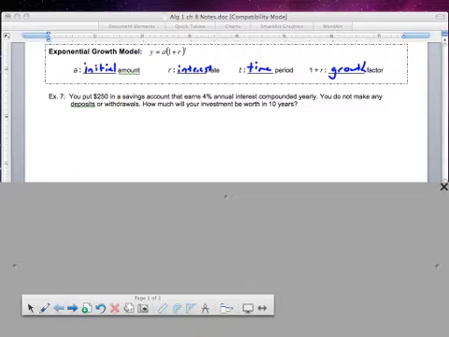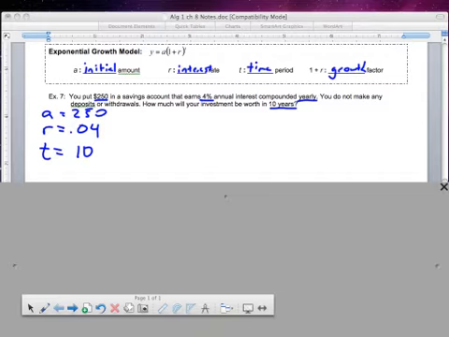Okay, so the key thing here is it's compounded yearly, and the time frame is 10 years. So really what you have to identify is A, R, and T. If you identify those three things, then you can write the equation here. So A is the initial amount. The initial amount they told us we're putting in is 250. The R is the rate. Well, 4% written as a decimal is 0.04, and the time we know now is 10 years.